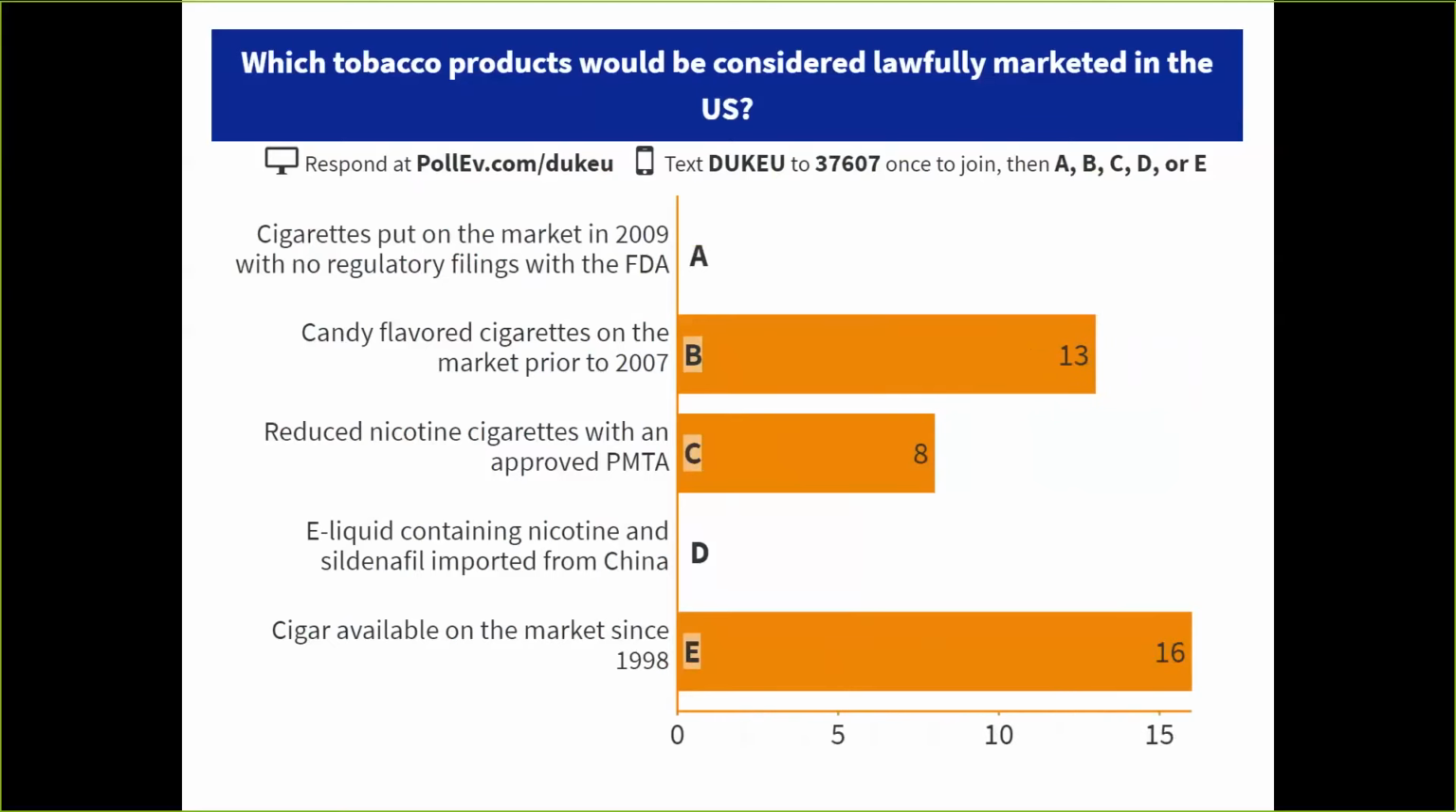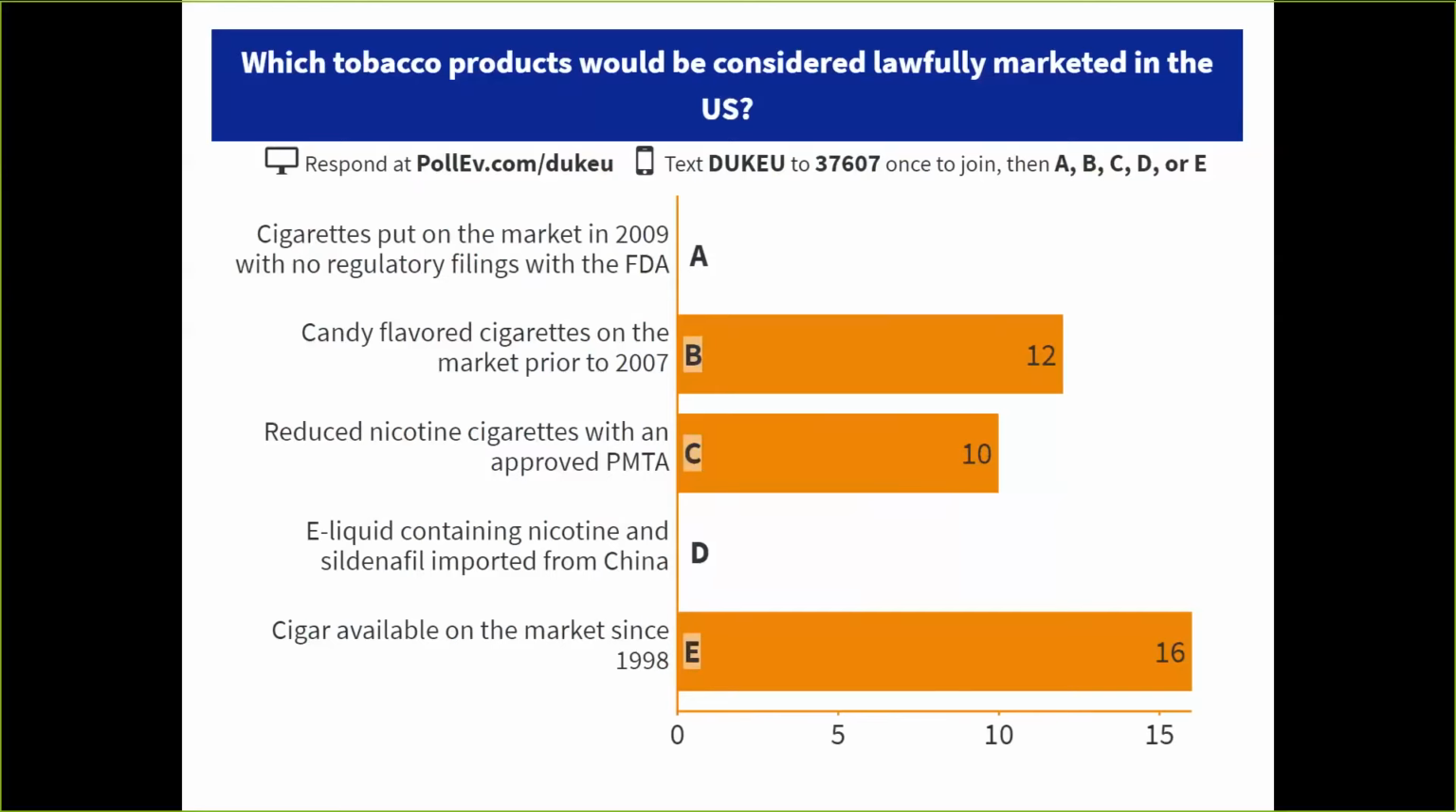Okay, so I'm going to go through each one. So cigarettes that were put on the market in 2009 with no regulatory filings would not be considered lawfully marketed, so it'd have to be on the market prior to 2007 to not require a regulatory filing. Candy flavored cigarettes on the market prior to 2007. This isn't something I mentioned, but FDA did remove flavored cigarettes from the market besides menthol flavored cigarettes. Reduced nicotine cigarettes with an approved pre-market tobacco application. As far as I know, there are not any reduced nicotine cigarettes that have been approved yet, but if they did have an approved pre-market tobacco application, they would be considered lawfully marketed, so this one's right.